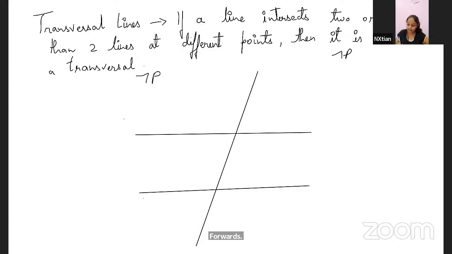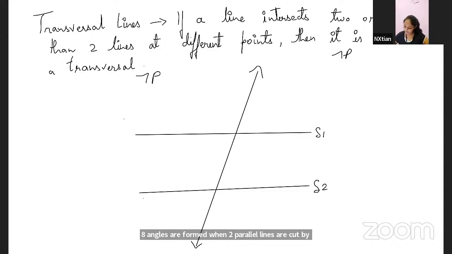Now, how do we have the angles? Let's name them first. There are 8 angles formed. That is right. 8 angles are formed when two parallel lines are cut by a transversal.